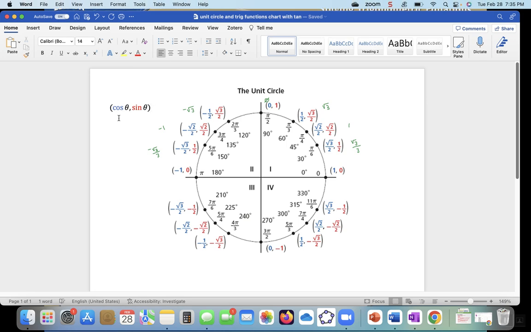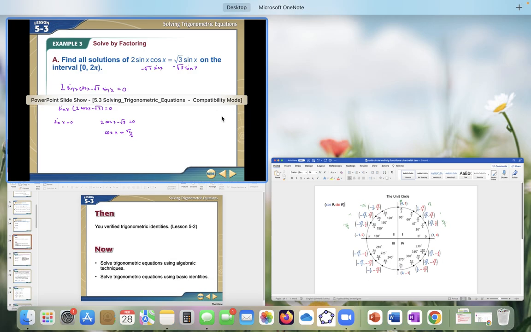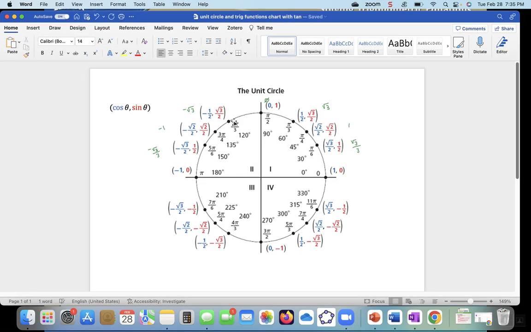So cosine square root of 3 over 2, it looks like it is pi over 3 and 2 pi over 3. And then, wait, I forgot. Oh, that's cosine. So I'm lying to you. So cosine square root of 3 over 2. Wow, it must be late. Is going to be pi over 6 and 11 pi over 6.